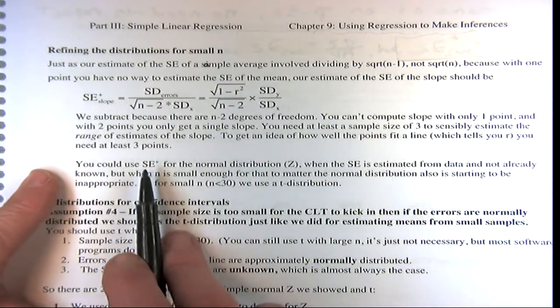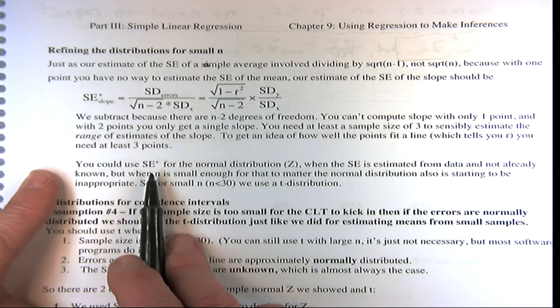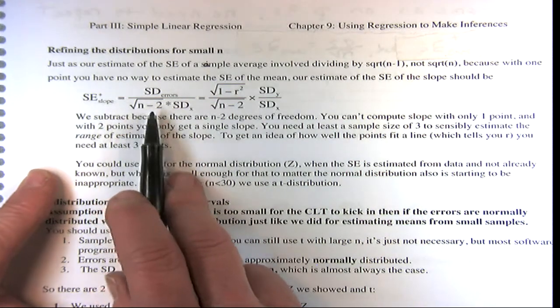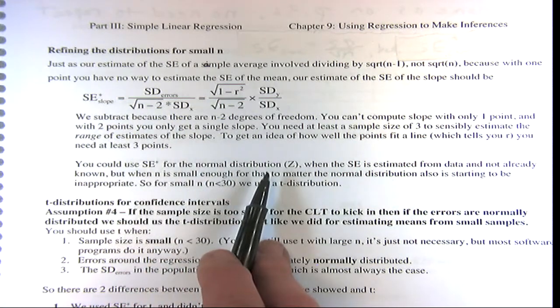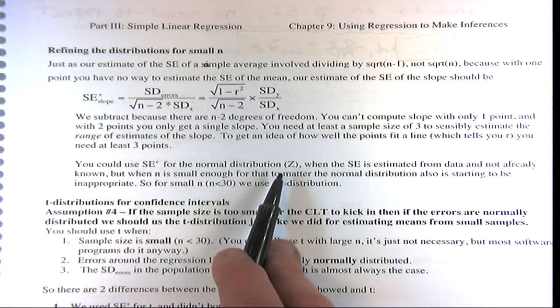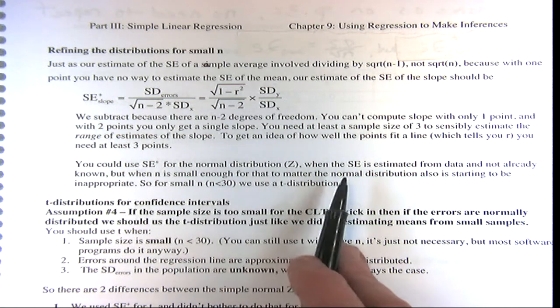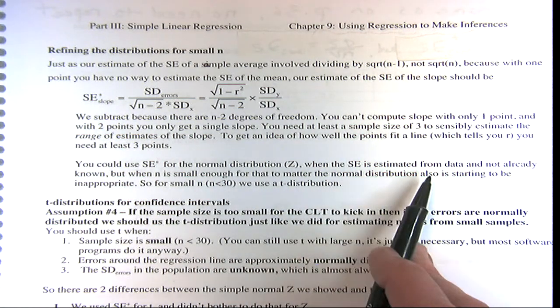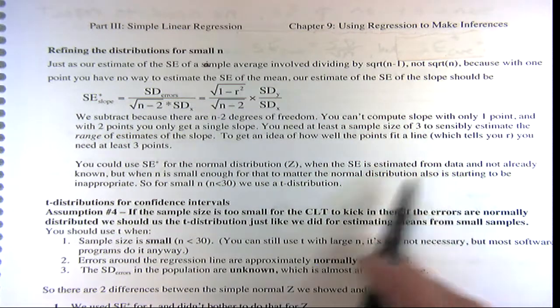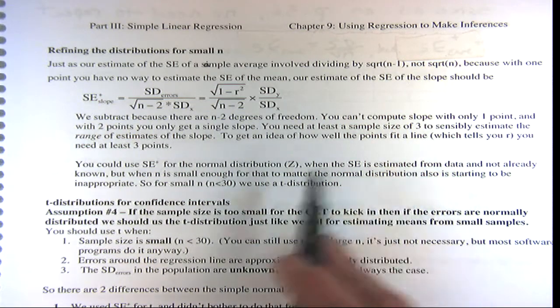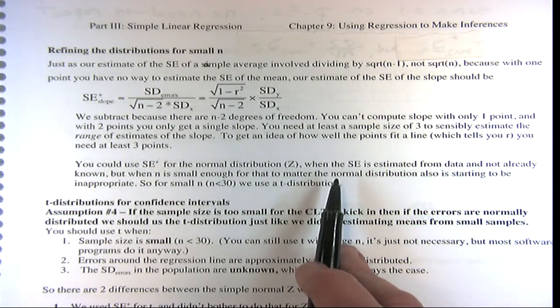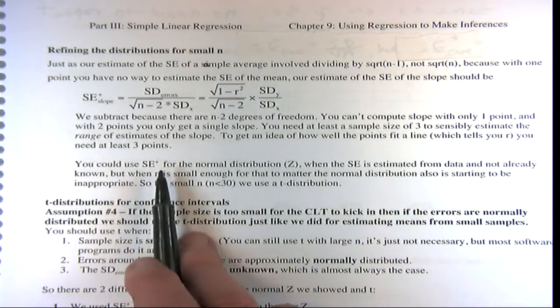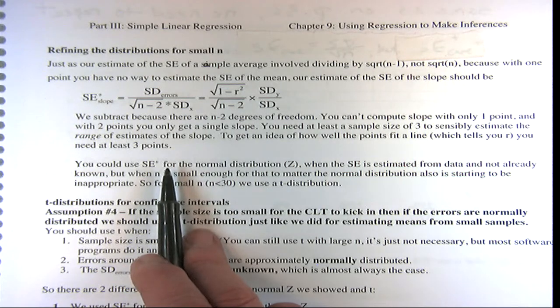Now, you could use this standard error, the same standard error, with n minus 2 instead of n for the normal distribution like we did before. But when the standard error is estimated from data and not already known, when we don't know the standard deviation of the population, right? But we just know it of the sample. We could use this standard error.